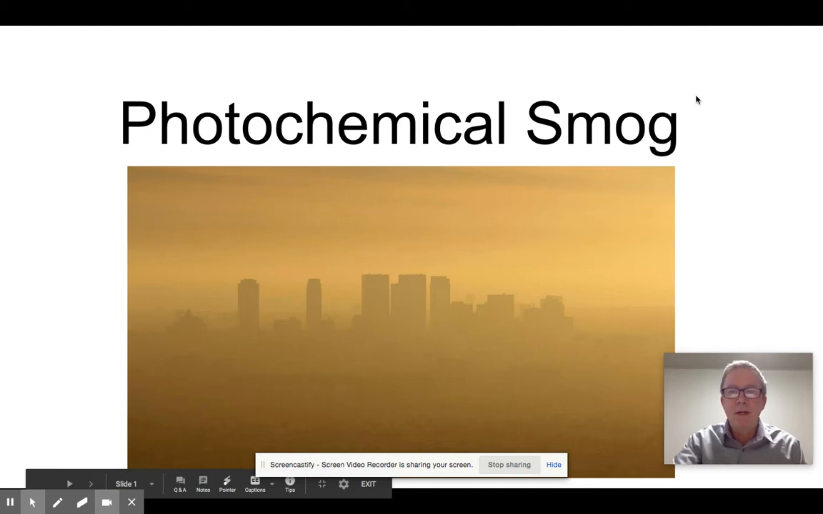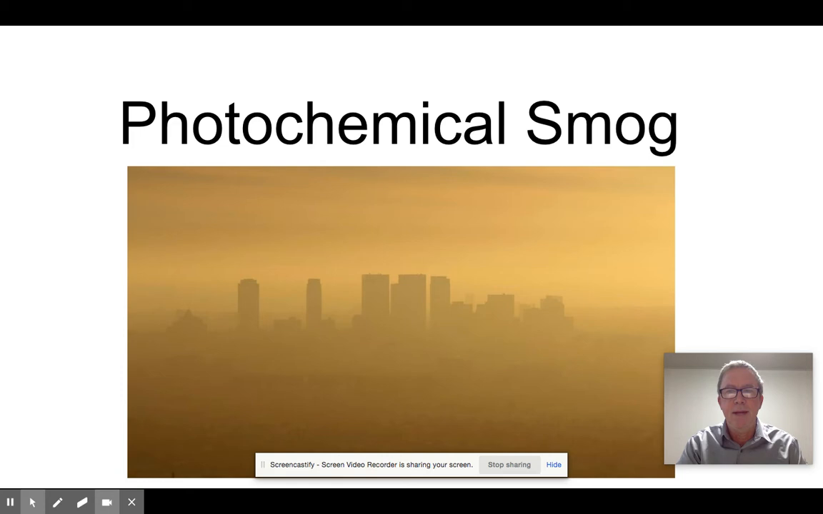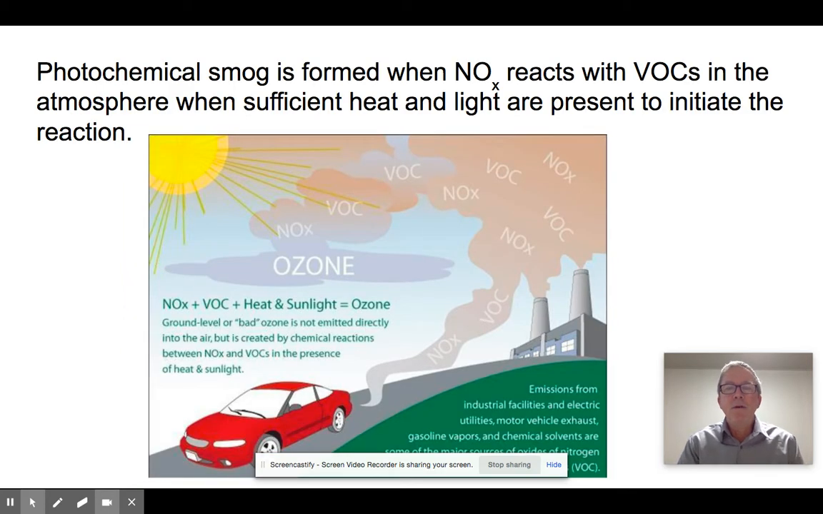Let's learn about photochemical smog. Yuck, look at that. Hate that stuff. Okay, photochemical smog is basically what it sounds like. It involves photo, that's light, and chemical reactions that make smog or cloudy air.